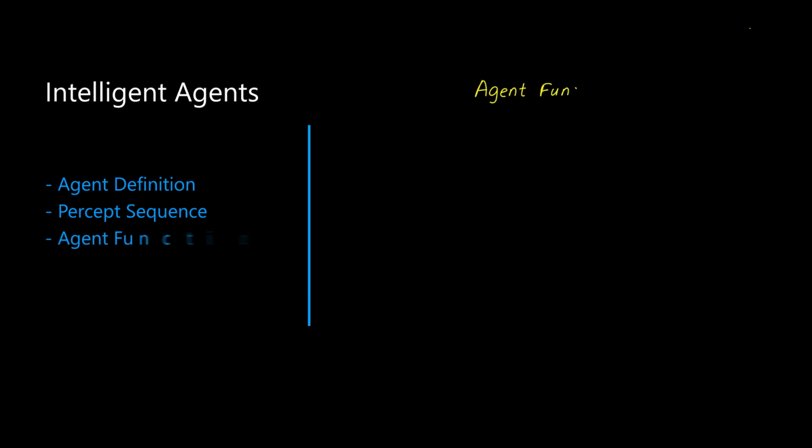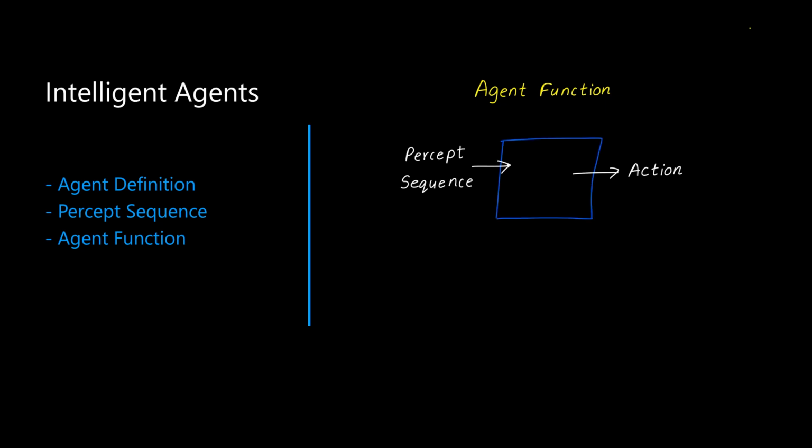The agent function maps percept sequences to actions. Given everything the agent has perceived, what should it do next? This is the core of agent design. You're essentially defining behavior as a function, where inputs are perceptions and outputs are actions.